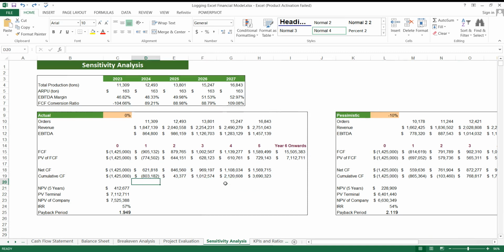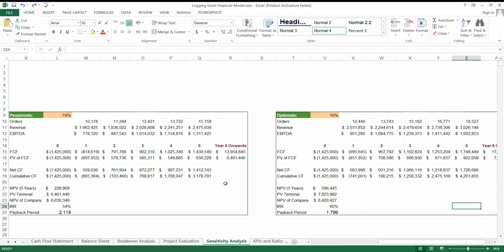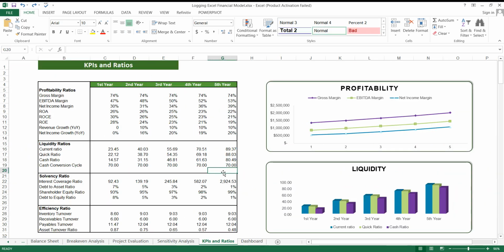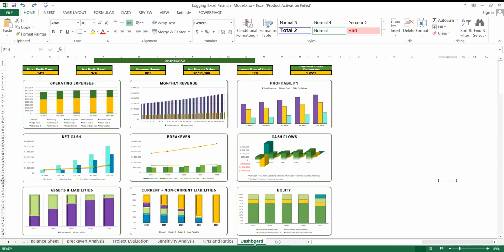This sheet calculates the net present value, internal rate of return, and payback period of the company under three different scenarios. Moving on, we have the KPIs and ratios. This sheet is very important as it analyzes the financial performance of the company using different ratios like profitability, liquidity, solvency, and efficiency ratios.